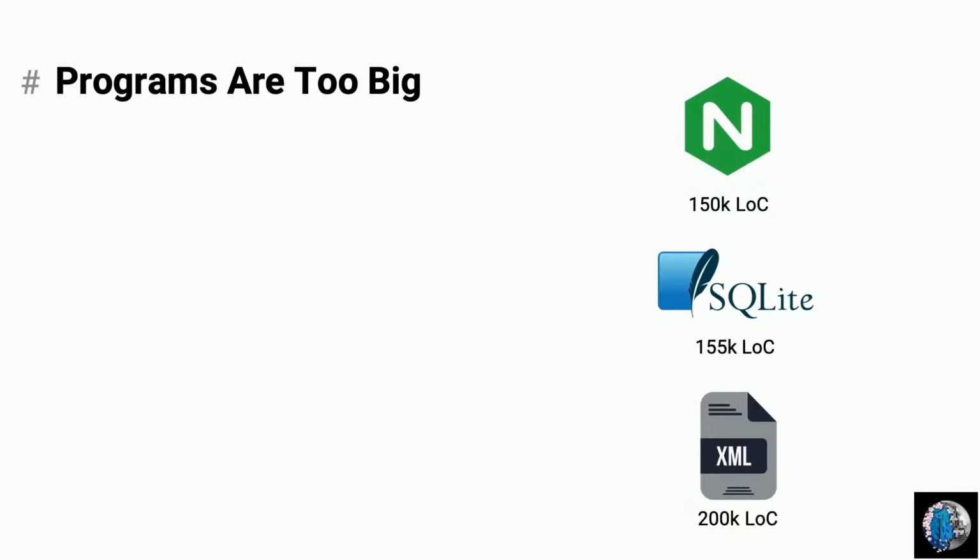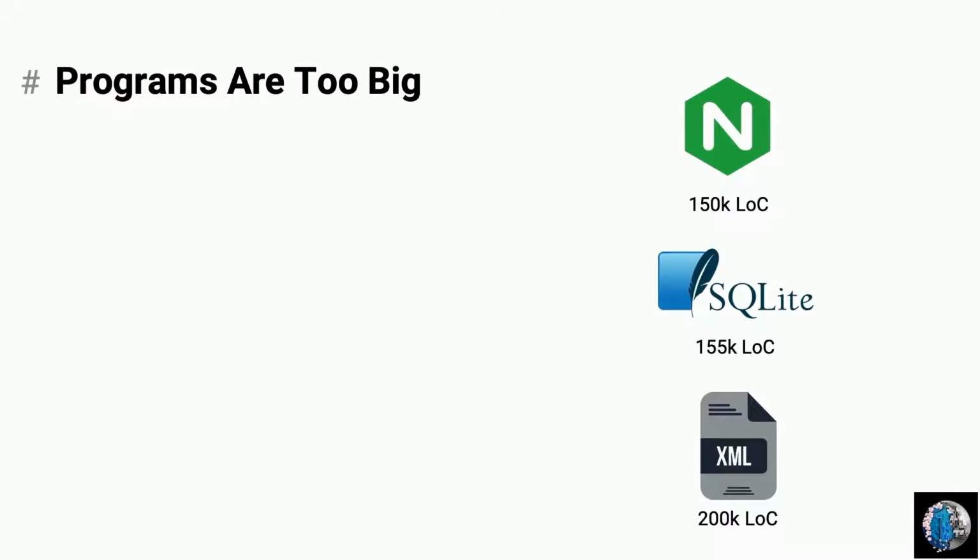Let's talk about the relevance to programs. Nowadays, programs are just too big. Fundamentally, they are getting bigger than ever, and LLMs are helping them get bigger than ever. The average size of a normal open source project is more than 100,000 lines of code. You have Nginx, SQLite, libxml. All of these programs are pretty dang big.